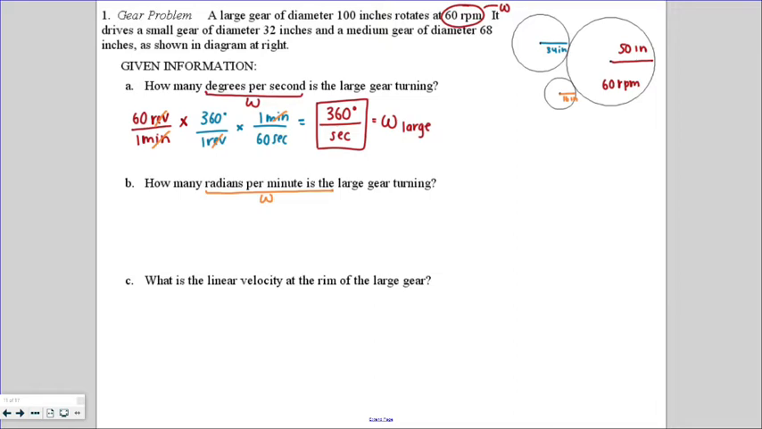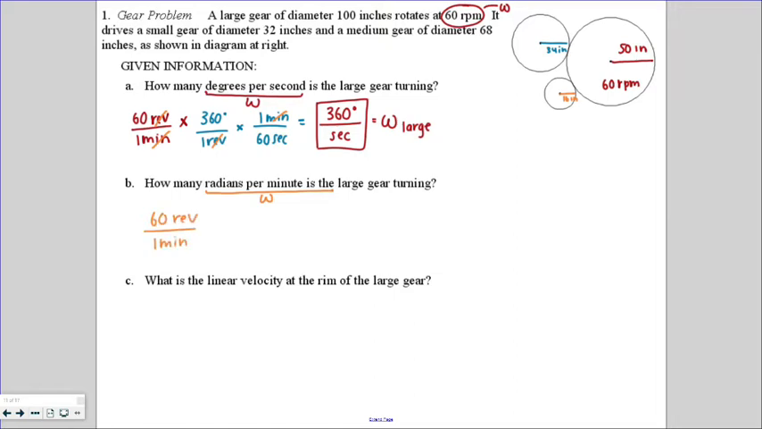You have 2 options here, you guys. You can use 360 degrees per second, or you can use 60 revolutions per minute. Doesn't matter. One of them makes your life a little bit easier. I'm going to use 60 revolutions per minute because revolutions per minute is already in minutes, so I have to convert less. All right, so 60 revolutions per 1 minute.